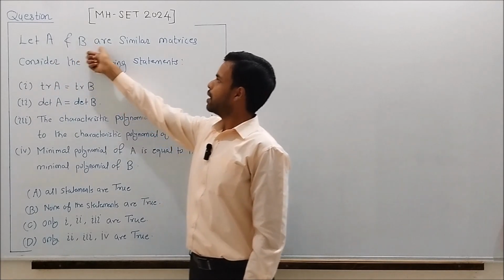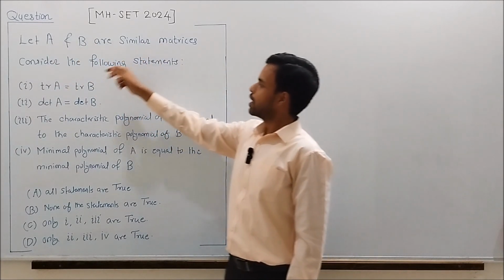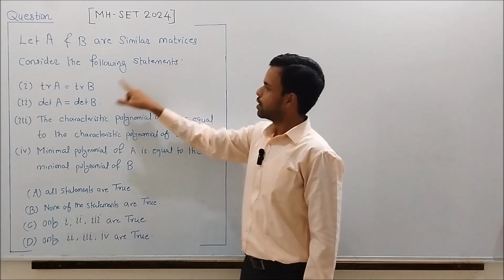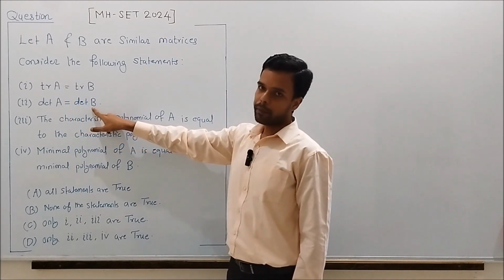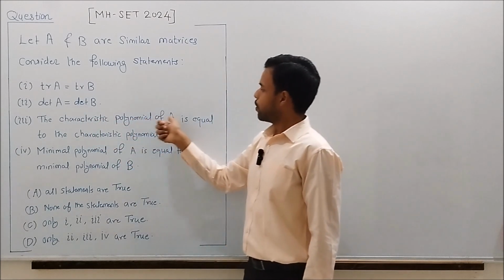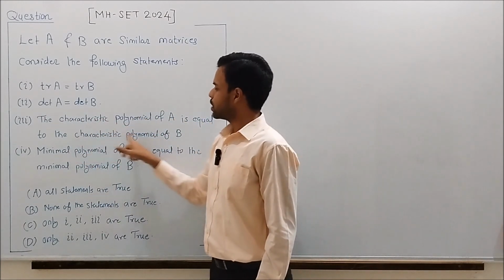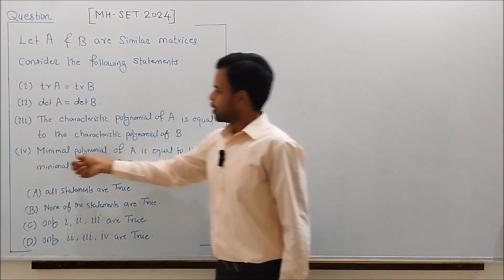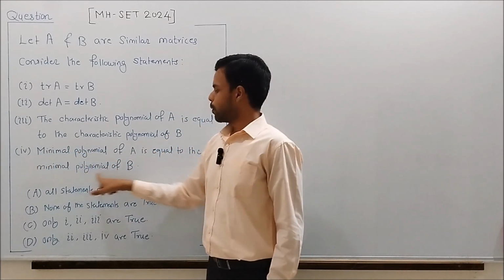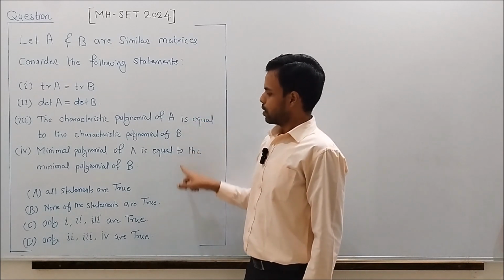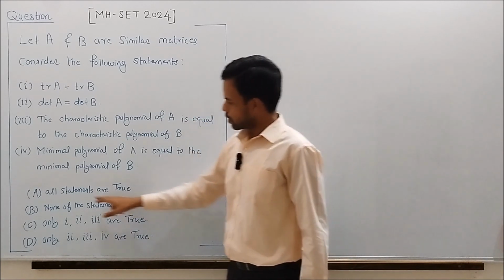Question is, let A and B be similar matrices, then consider the following statements. Trace of A equals trace of B, determinant of A equals determinant of B, the characteristic polynomial of A is equal to the characteristic polynomial of B. Fourth statement is the minimal polynomial of A is equal to the minimal polynomial of B. Then these are the options.